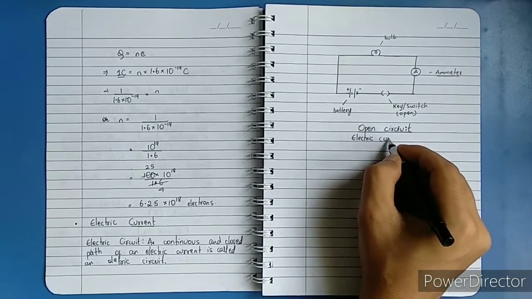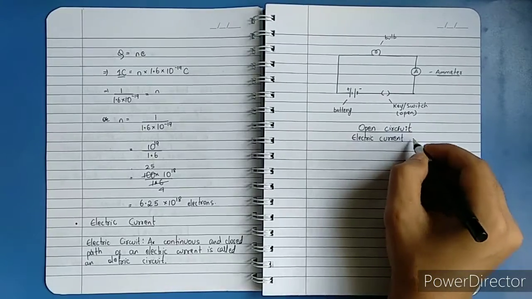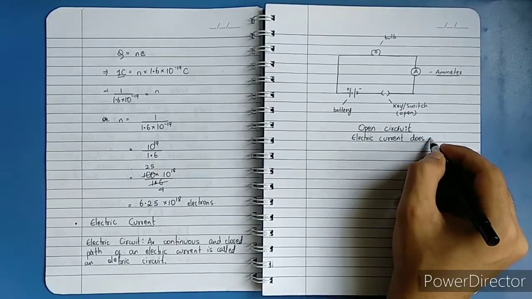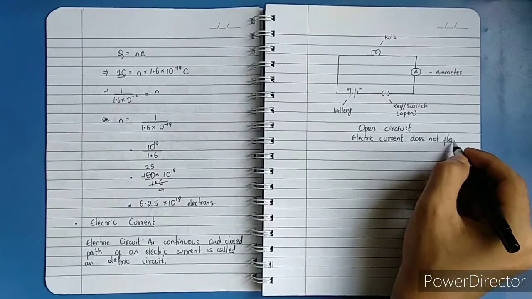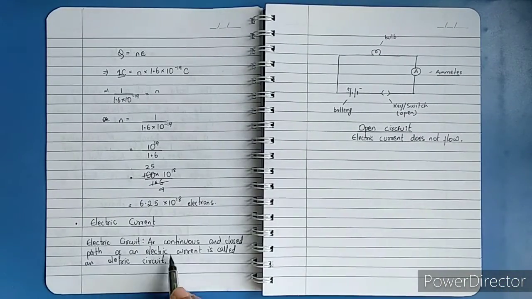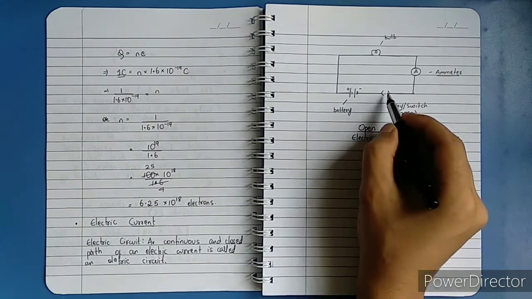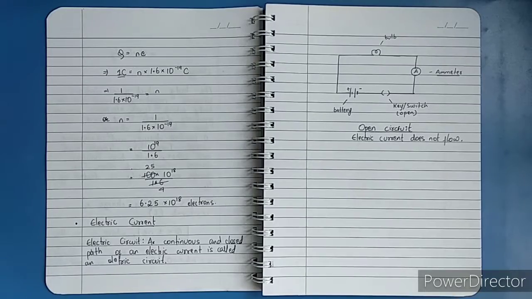Electric current does not flow because there is no continuous and closed path for the electric current. So we need a closed path. This is not closed, hence it is called an open circuit.